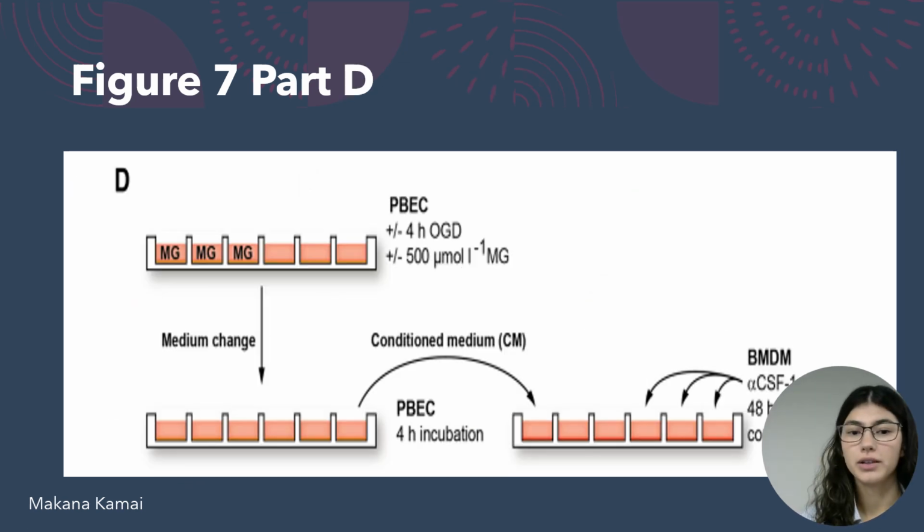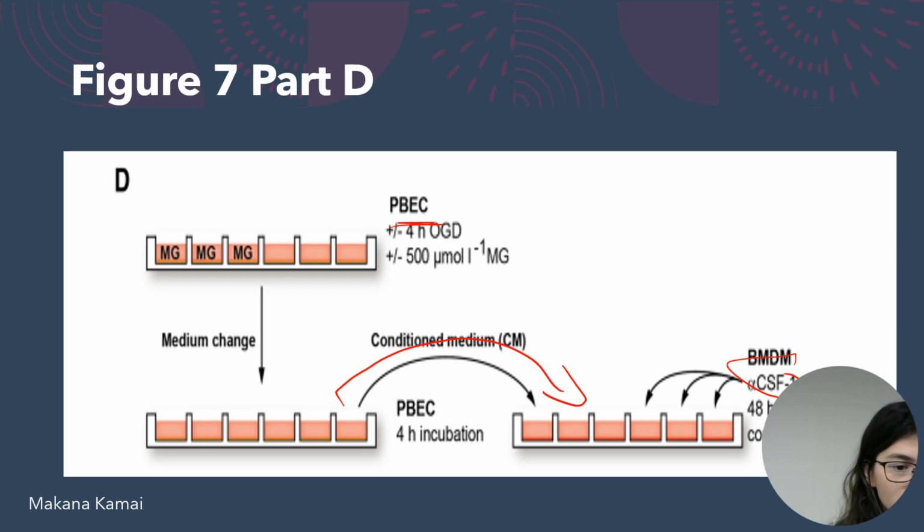Okay, we're now going to be looking at figure D right here. So figure D is investigating the crosstalk of PBECs with BMDMs in secretion by CSF1 right here. And so it's being treated with the conditioned medium. As you can see, it's coming over, the conditioned medium of PBECs that were stimulated with MG and OGD.